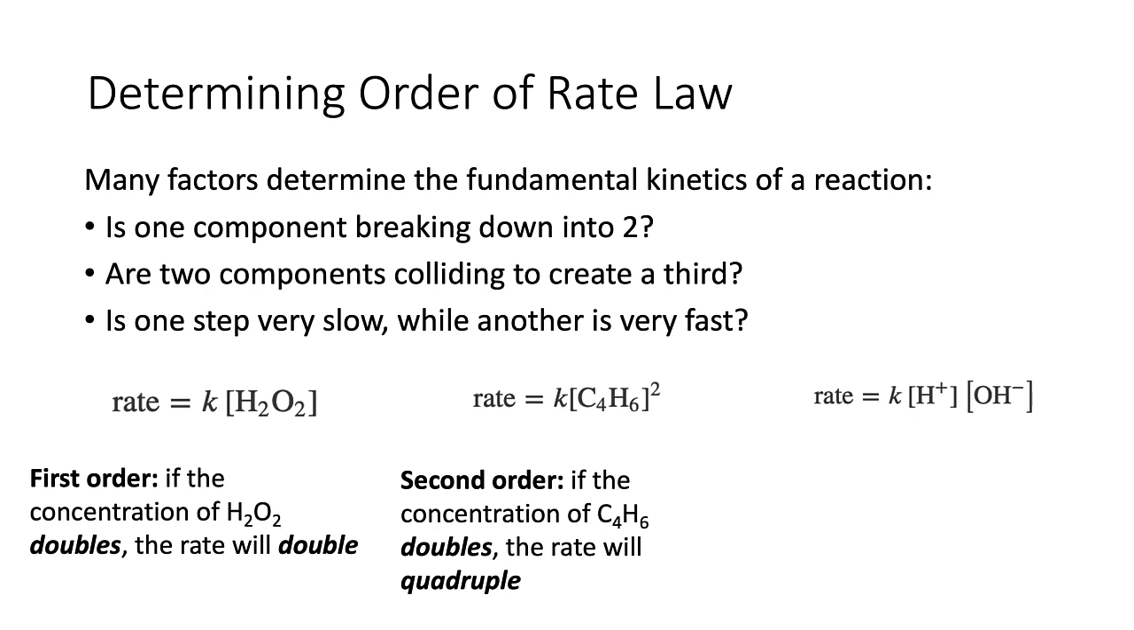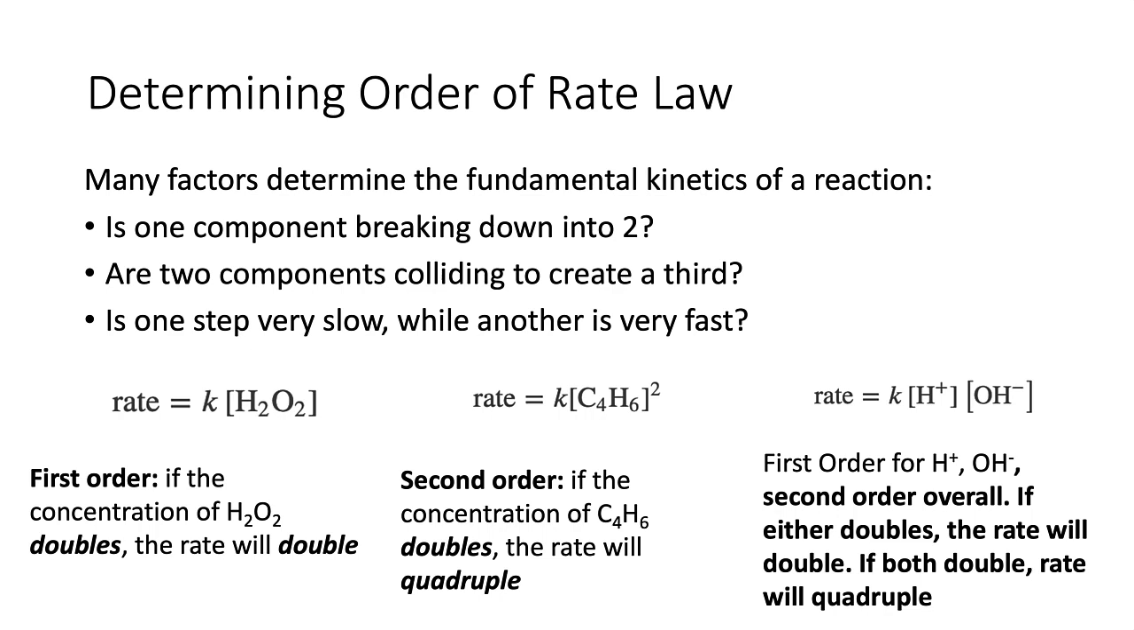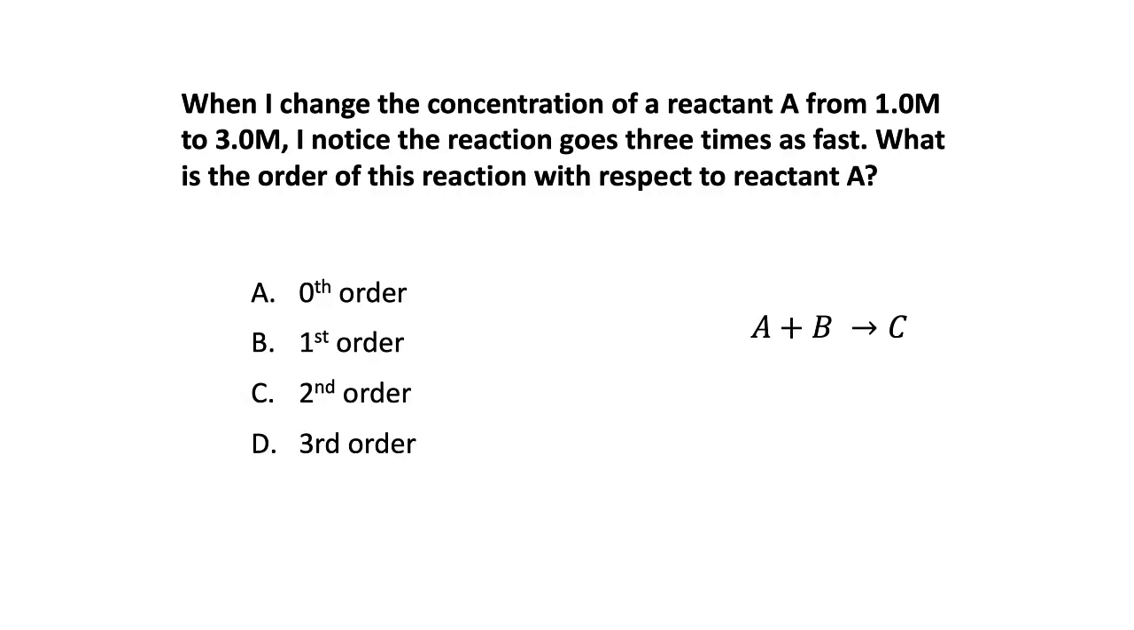And finally, we can have multiple different species here. In this particular reaction, this is H plus and OH coming together to form water. It's first order with respect to each of these because for them to come together, we need an H plus and an OH. If either of them doubles, the rate will double. If both double, again, we have that quadrupling, as this is going to be second order overall with each one of those species first order.